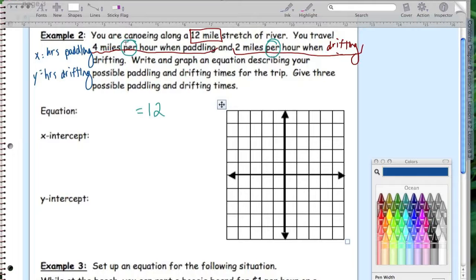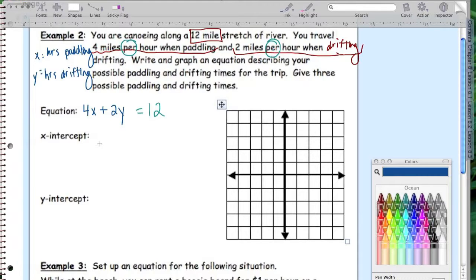Okay, so since we said these indicate our variables, this 4 miles per hour when paddling can be modeled by 4x. 4 miles per hour for every hour that we paddle. That's what x stood for. 2 miles per hour when drifting can be modeled by 2y, because we're going to go 2 miles per every hour, and that's what y stands for when we drift. If we add these 2 together, we get our total of 12 miles. Okay, so congratulations, you have just written your first equation.